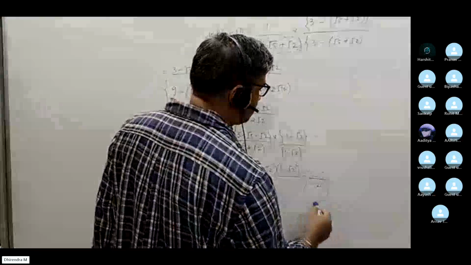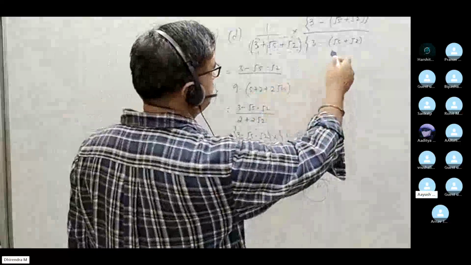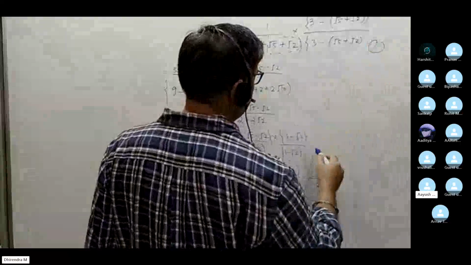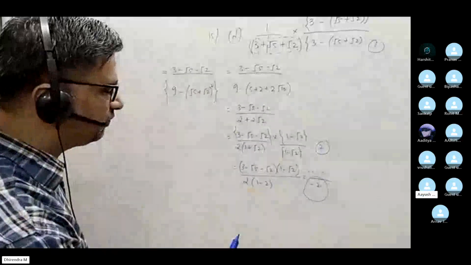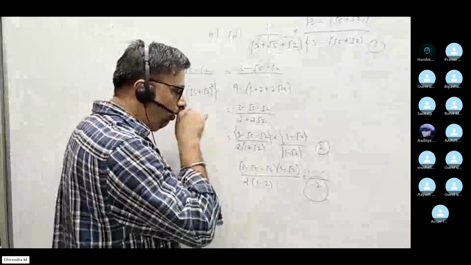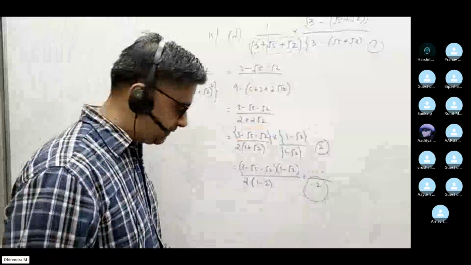The overall idea is to get rid of the square root sign in the denominator, which we have done. And this is by rationalizing it twice, once here and once here. This is how we do it. So I'm not solving this anymore, folks. I'm sure you'll be able to do this. The overall idea is to get rid of the square root sign, which we do in two go.